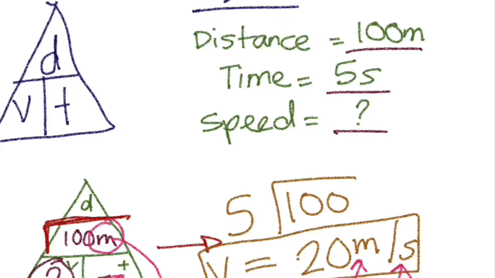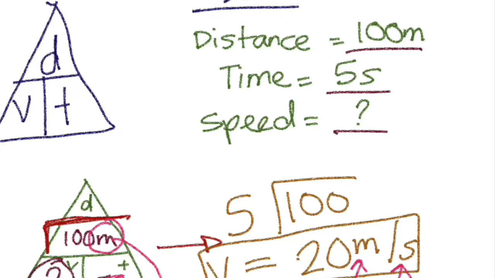Knowing this information, if I have the one on the top and the one on the bottom, I know I need to divide, and always the one on the top divides. Therefore, I know it's going to be 100 divided by 5. And my units are 20 meters per second.